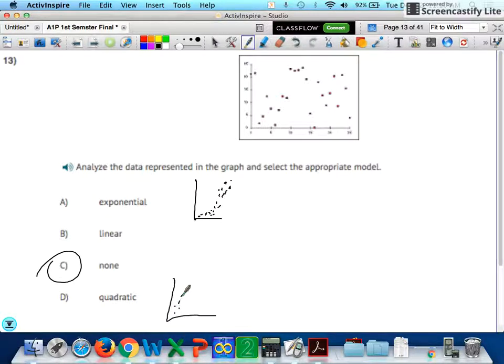Quadratic would be something like that. Now, that looks similar to this one to some people, but notice that if I go to draw my curve through it, it fits all those points really well. Whereas if I try to draw a curve through this one, I get some of them, but I've got so many outlying points that are nowhere near my parabola. It would not be a very good model.